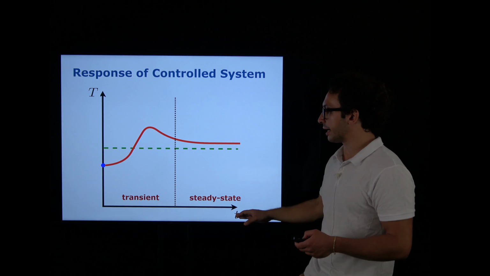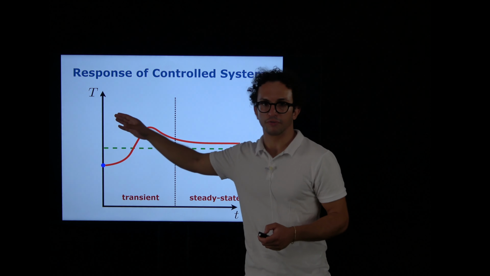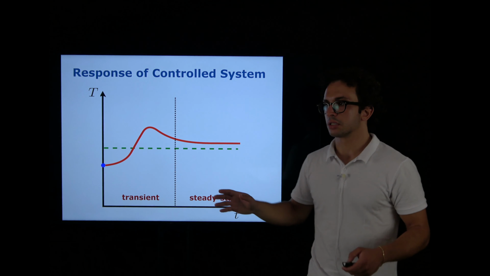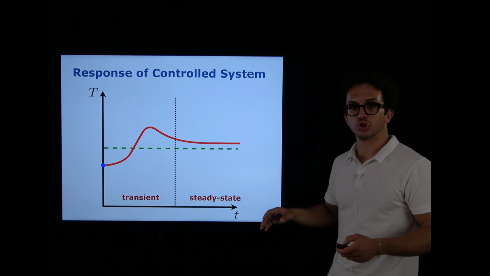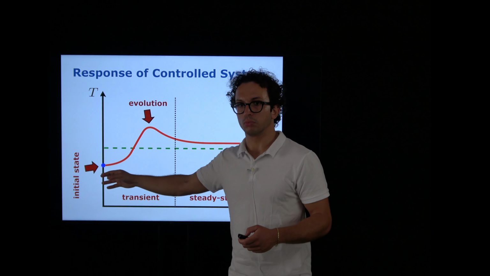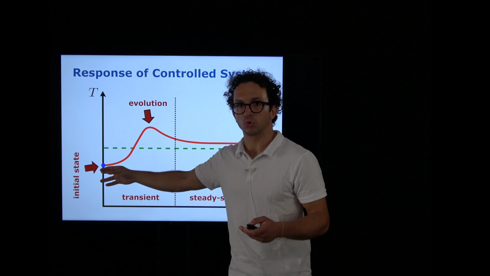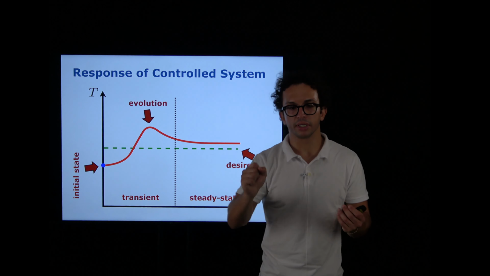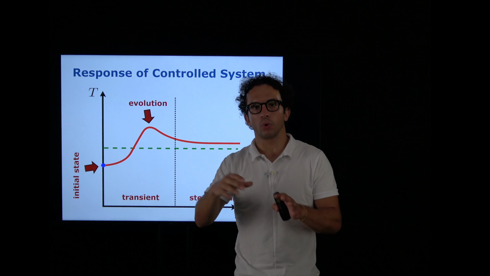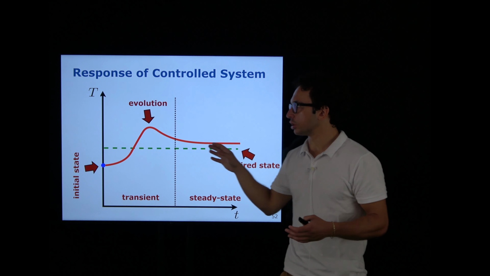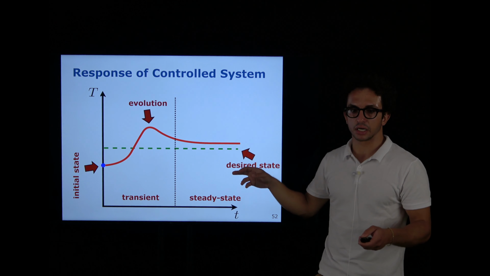graph. So we have time here, and we have the temperature of the water for your shower or from your tap or whatever. And there's a bit of nomenclature to introduce here. So one is the initial state, which is quite easy to understand. It's just like, what's the initial temperature of the water? You open the tap, where does it start?